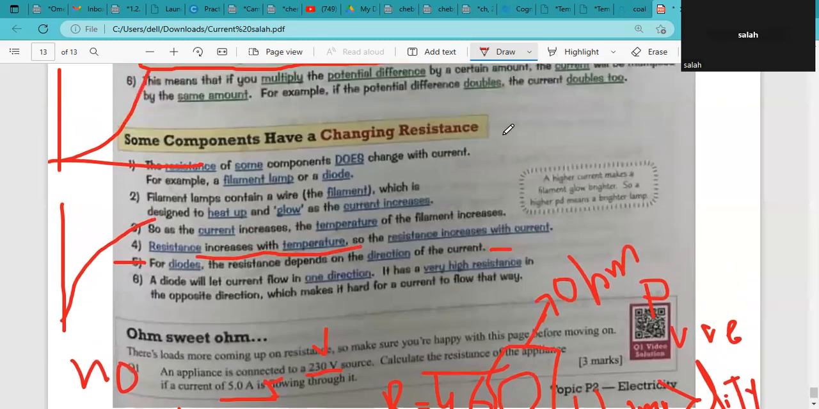So you have an assigned task: write the difference between ohmic and non-ohmic devices, conductors. Write the homework question. This question. Write the differences between ohmic and non-ohmic devices.